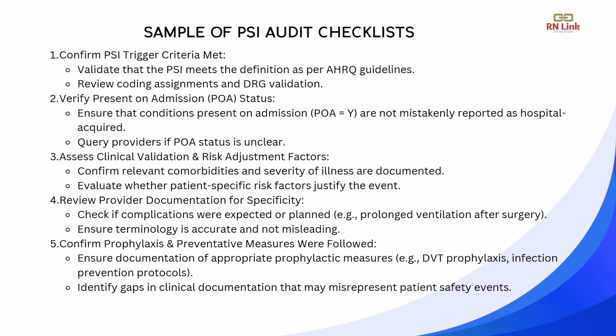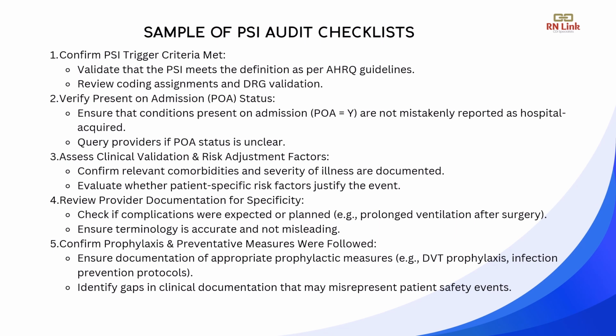2. Verify present on admission status. Ensure that conditions present on admission, POA equals Y, are not mistakenly reported as hospital-acquired. Query providers if POA status is unclear. 3. Assess clinical validation and risk adjustment factors. Confirm relevant comorbidities and severity of illness are documented. Evaluate whether patient-specific risk factors justify the event.